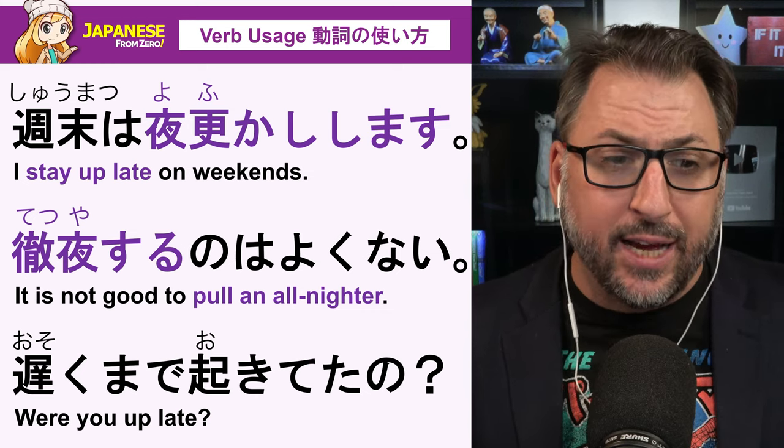Here's what you're supposed to translate. I will return the books that I borrowed. What are the two verbs that go in here? I will return the books that I borrowed. What goes here first? How do you say the book that I borrowed?